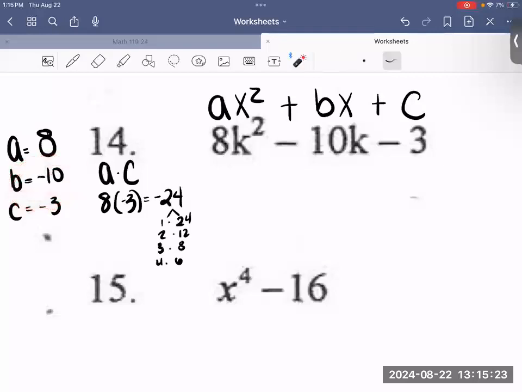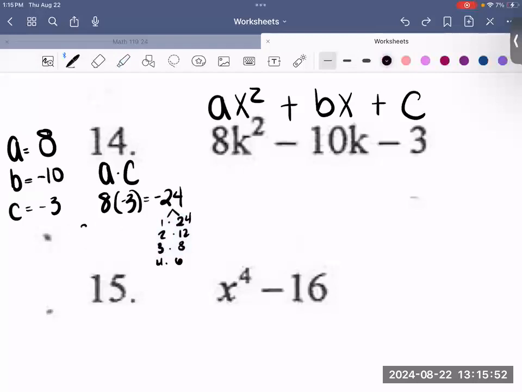While also keeping your -24. Well, you could be really tempted to say, okay, -2, not -2, -4 minus 6 makes a -10. But when you multiply those two negatives together, that makes a +24, which does not work. So that just means there's another pair that works.